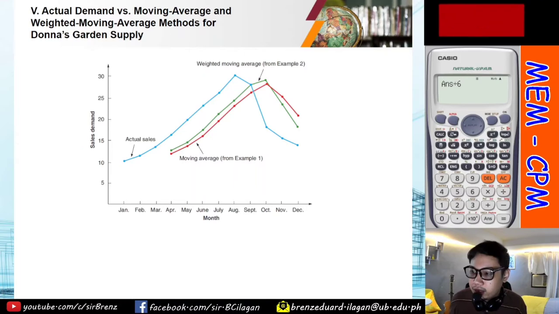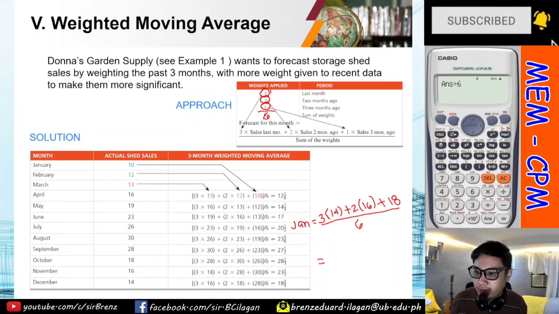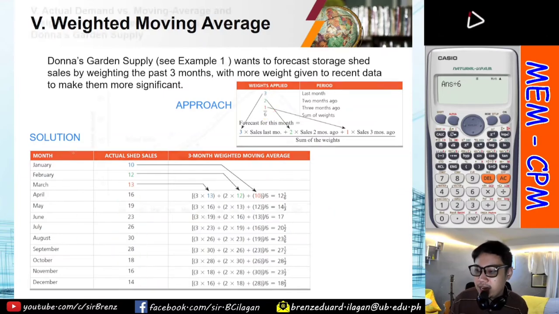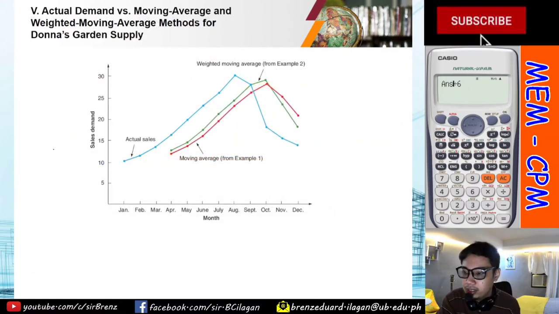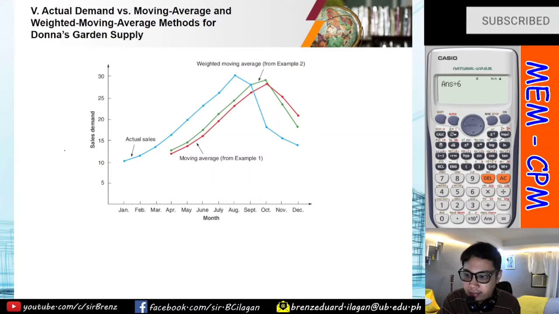Okay, so itong blue guys, ito po yung actual sales, ito yung data na nandun sa, balik lang ako ng isang slide. Ito siya. Itong mga actual shed sales. So, i-plinot lang natin yan. So, nabuo natin sa graph ito. So, dito sa Y, these are the sales demand. And dun sa X natin, this is our demand. So, for example, for January, ang actual shed sales niya is 10.